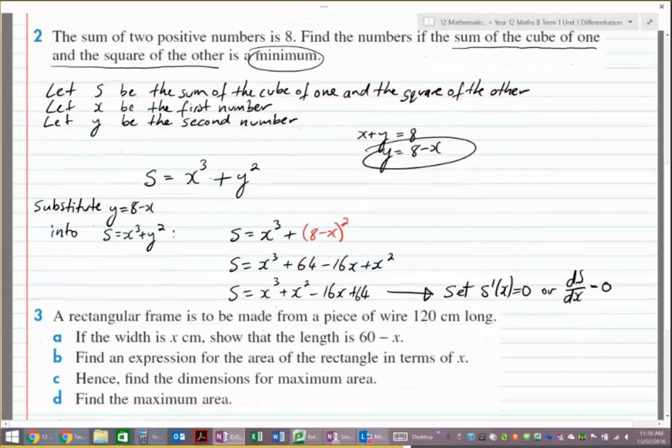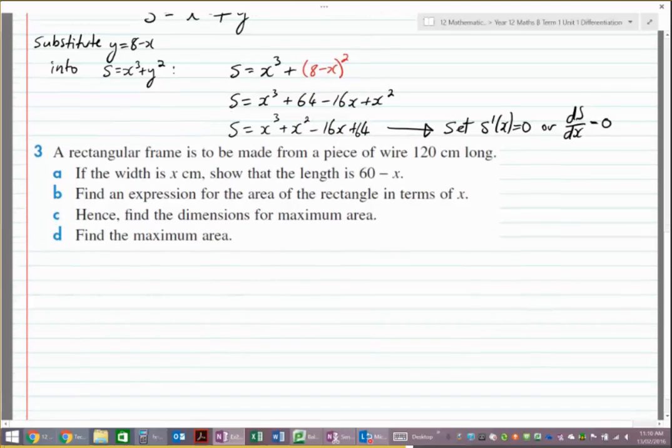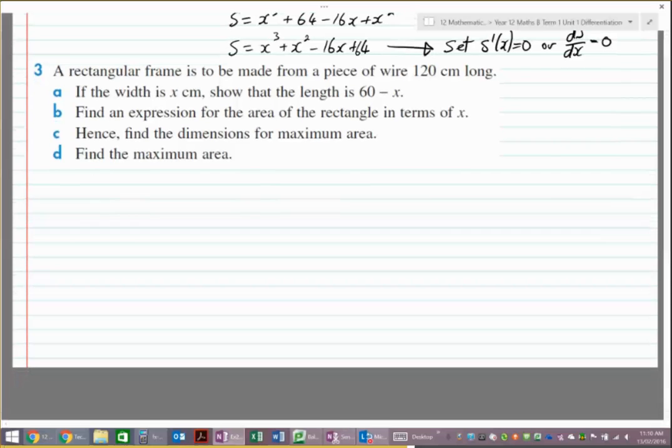Alright, so on to question 3. I don't really like the way that the textbook tries to step you through the problem. Okay, I'd probably typically just ignore these first two parts, okay, because I don't think it really helps you out in the long run. But the way I answer the question, you'll probably be able to find part A and part B anyway. Alright, a rectangular frame is to be made from a piece of wire 120 centimeters long.